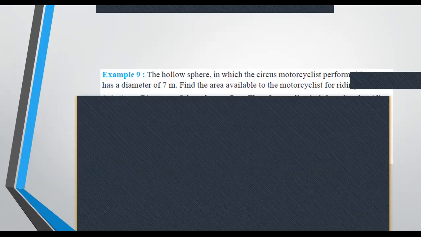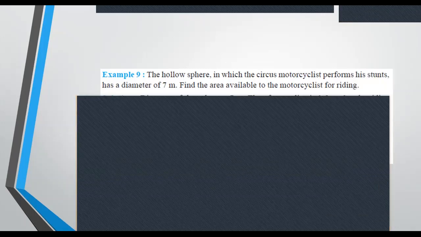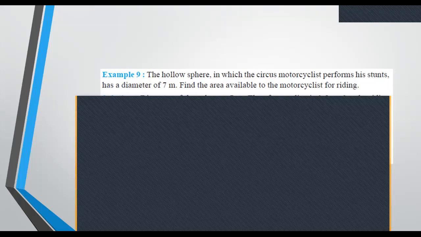Take down the question. The hollow sphere in which the circus motorcyclist performs his stunts. Have you ever seen performing stunts inside a hollow sphere? You might not have seen it right in front, but you might have seen it in movies or documentaries. So they perform stunts in that. It has a diameter of 7 meters. Find the area available to the motorcyclist for riding.